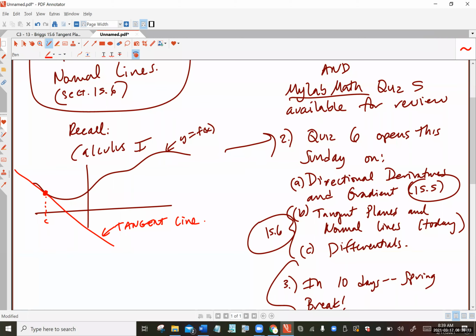Y equals mx plus b. True, very good. And what is m? The slope. True, that's from algebra, but more specifically, what's the slope? The derivative? Yeah, the slope would be the derivative of the function evaluated at c. Does everybody remember this? Okay, I hope so, because we're going to do that in 3D.